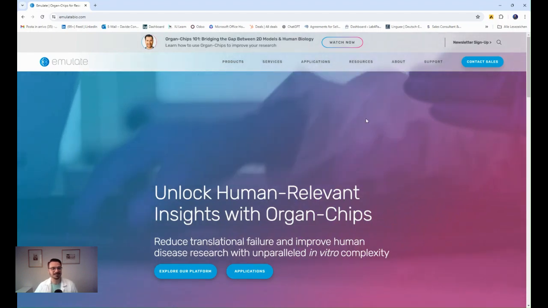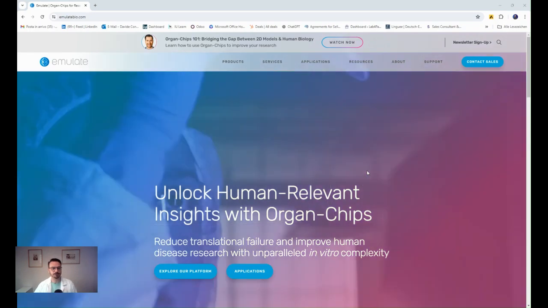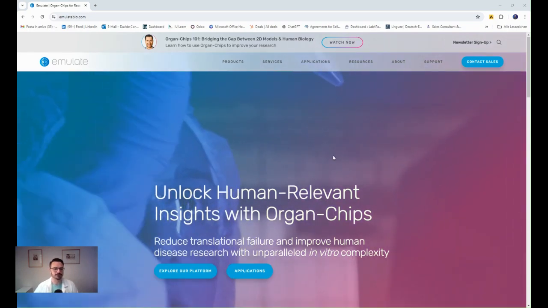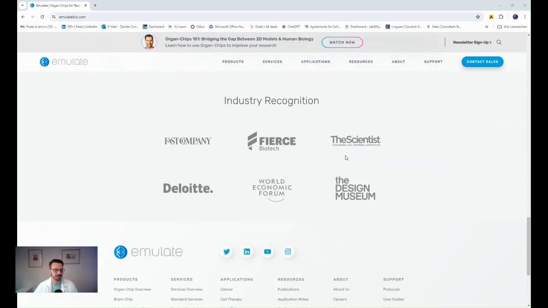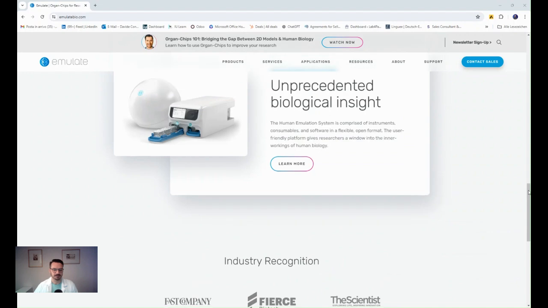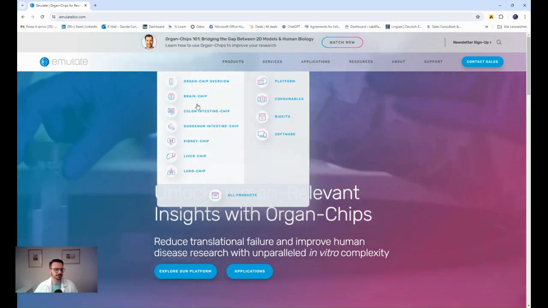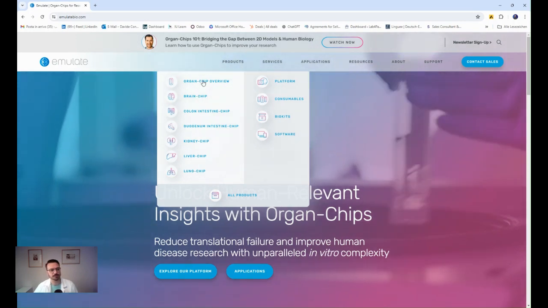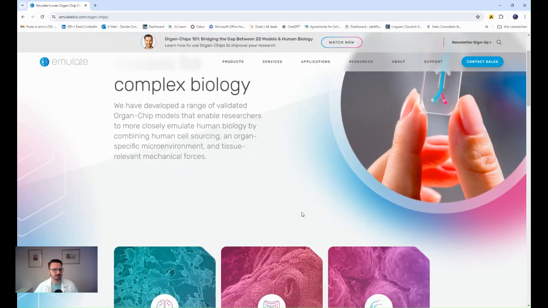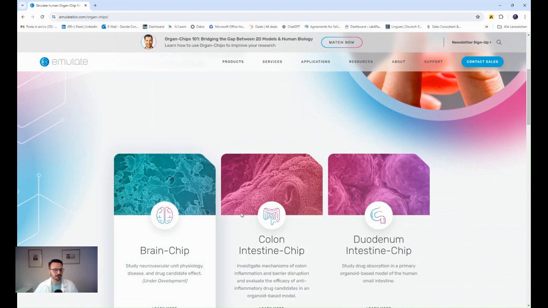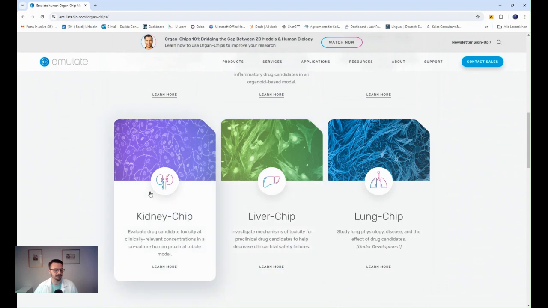And so the winner is Emulate. Emulate is a company that is one of the top favorites also of pharma, for different reasons. And so this here is the homepage, and you can see they have different kinds of chips. They work a little bit differently compared to other companies, where they basically have more organ-specific chips, like brain chip, colon, duodenum, lung, liver, kidney.